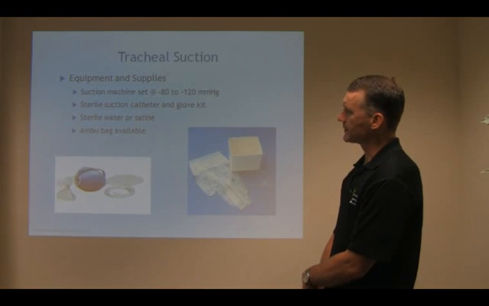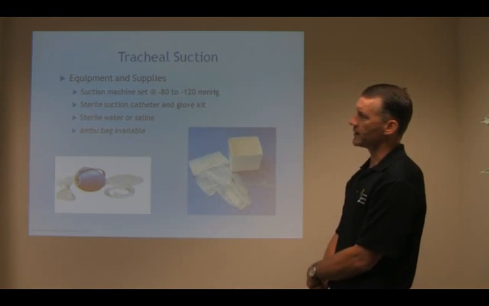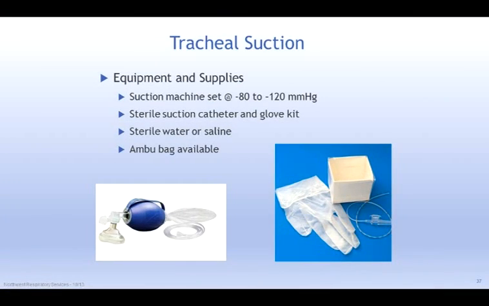Our equipment and supplies. First thing we're going to need, of course, is a suction machine set at -80 to -120 millimeters of mercury, sterile suction catheter and glove kit, sterile water or saline, and we also always must have a resuscitation bag available.